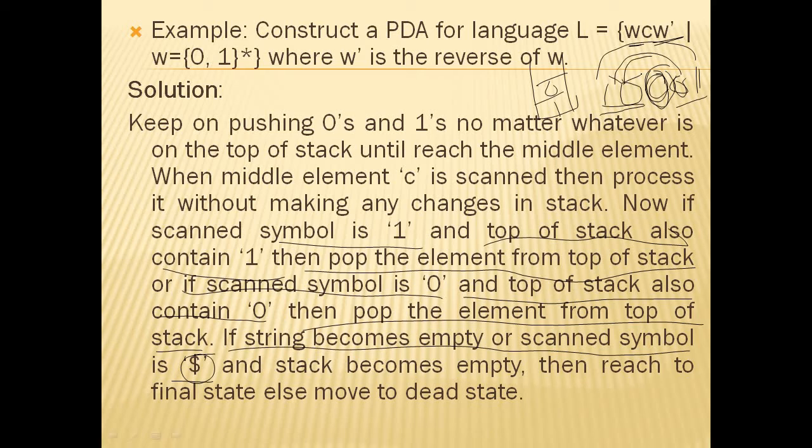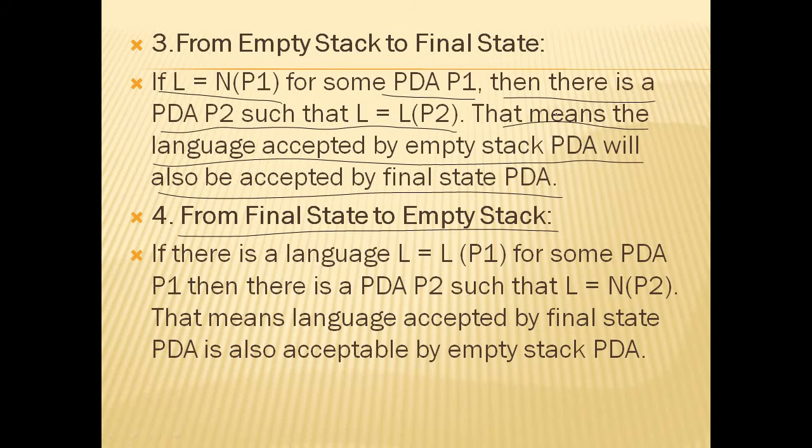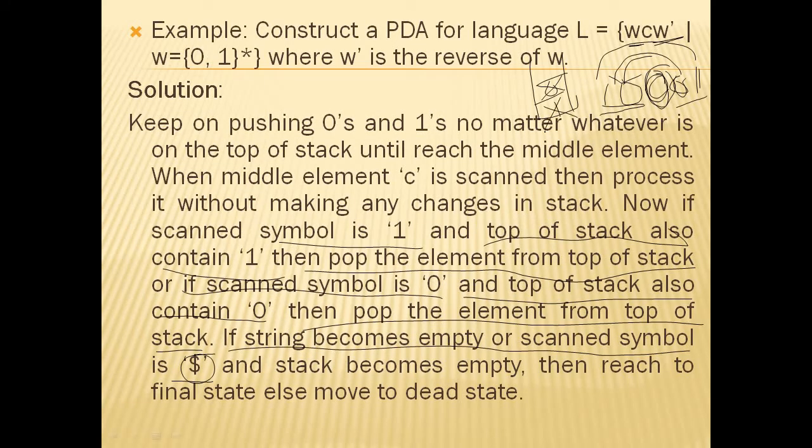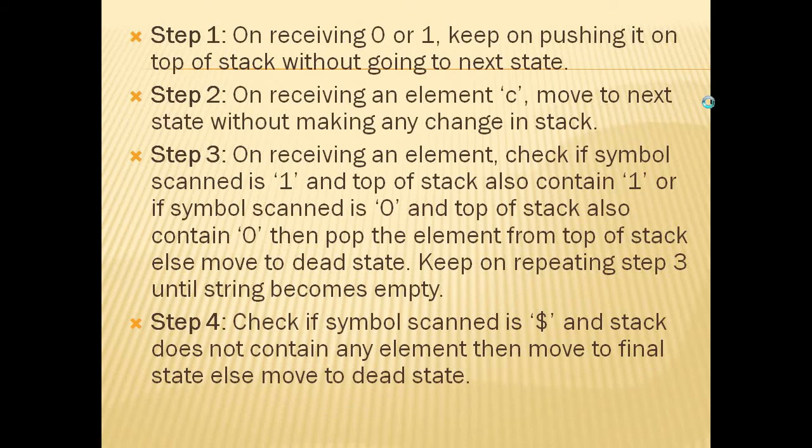If I read 0 and the stack top is also 0, then we pop. If I read 1 and the stack top is also 1, then we pop. And if the stack becomes empty, then we reach the final state, else we move to the dead state. Assume 1, 0, C, 0, 1, 1 is the input. It will not be accepted, because it is not the reverse of the string. We can't do that. So what I explained here, I explained in a step-by-step process.